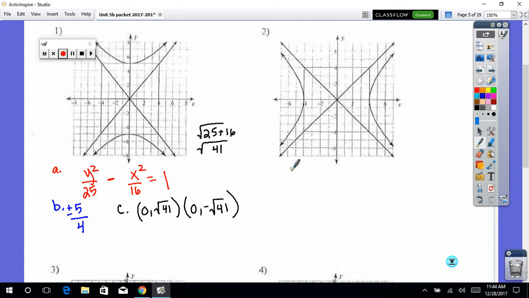Okay, moving on to number 2. Okay, we have an x hyperbola. The hyperbolas are located right here on the x-axis. That means x is first. X squared minus y squared again equals 1. Okay, the width is 4, so we're over 16. The height of our box is also 4, so we're over 16. There's your equation.